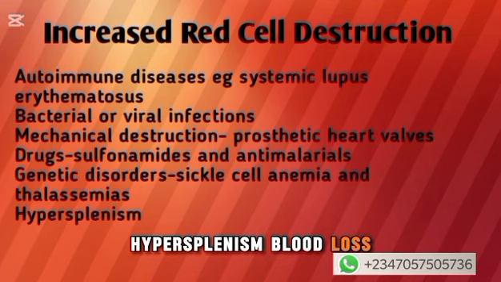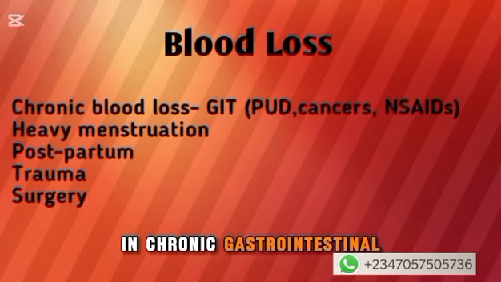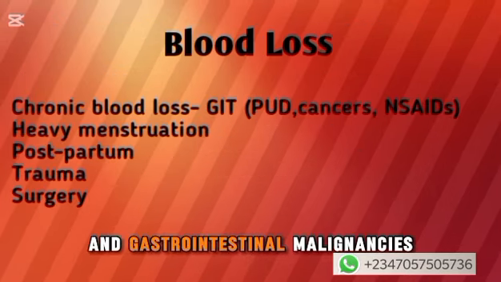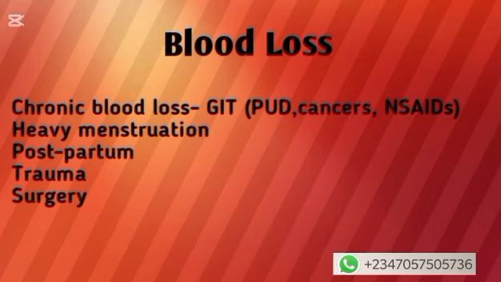Hypersplenism. Blood loss may occur in chronic gastrointestinal bleeding due to peptic ulcer disease and gastrointestinal malignancies. Menorrhagia and postpartum hemorrhage. Acute blood loss due to trauma or surgery.